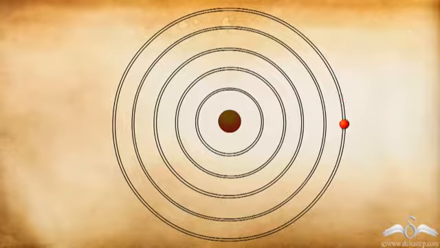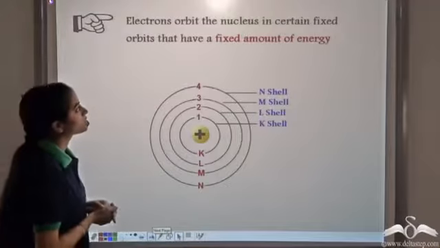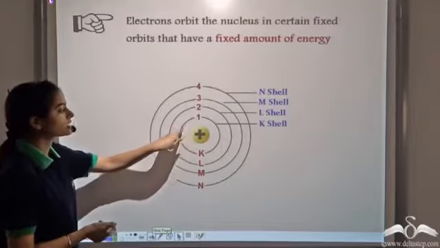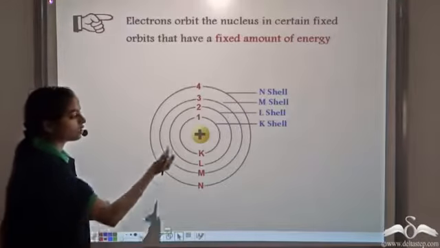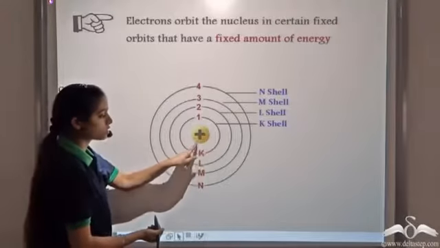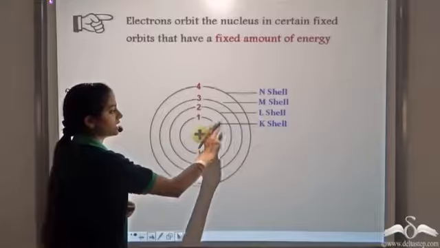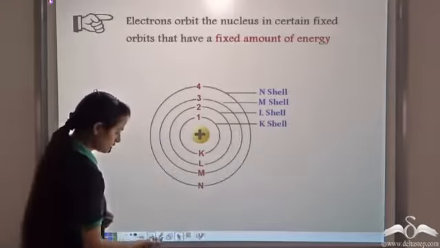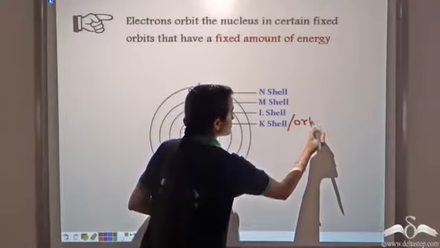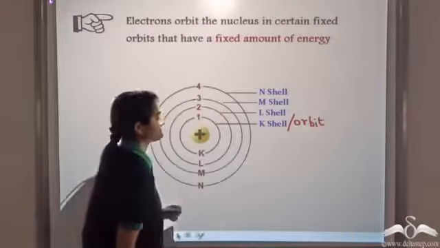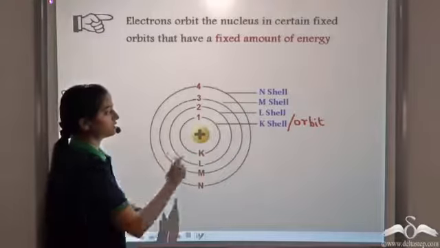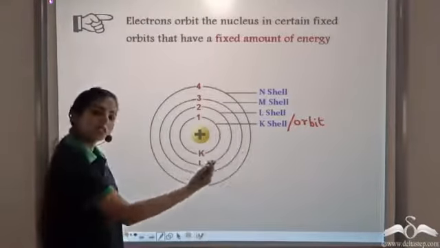So let's see the points given by Bohr again. According to Bohr, the electrons revolve around the nucleus in certain fixed orbits. He called these orbits K, L, M, N. The orbit which is closest to the nucleus is the K shell. The orbits are also known as shells. So it is K shell or K orbit. The second shell or orbit is the L shell. The third is M, N, and so on.